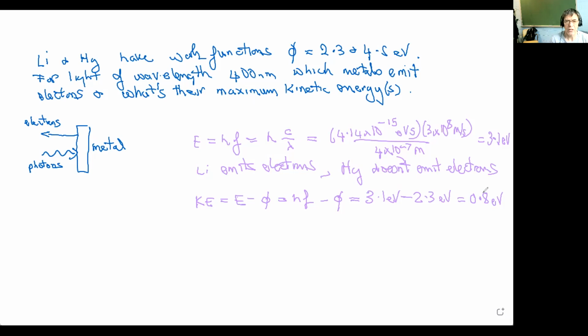Anyway, that's an example of the photoelectric effect. It was a very important process in revealing this wave-particle duality of light, that it comes in packets, that it comes as particles, comes as photons.